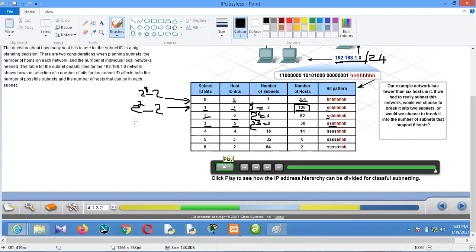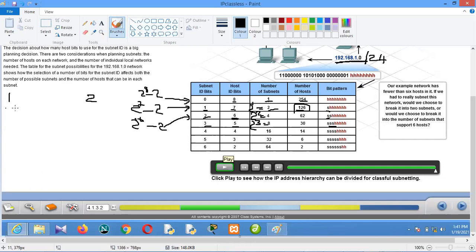Then the next one, the number of valid IP addresses or hosts, is going to be 2 raised to the power of what is remaining, which is 6, minus 2. It's going to give us 62. That's how the other ones go. So here I only have one network. Here I'm going to have 2 networks, network 1 and network 2.